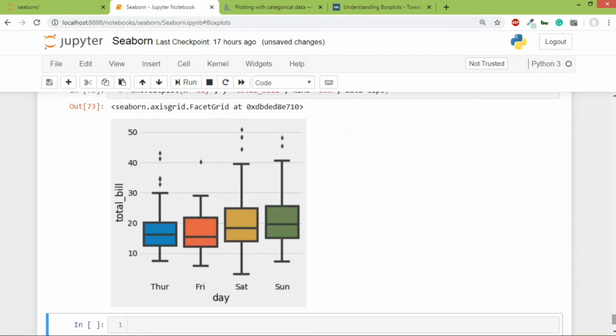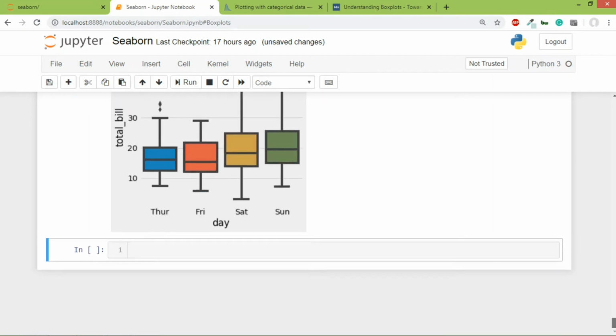Now you can see that I have plotted side by side box plots for all of the categories. That is one box plot for Thursday, one box plot for Friday, and two other box plots for Saturday and Sunday. Okay, so you can totally see how this is helpful, right? First, we were getting an entire overview of the numerical data, but now I can have a perspective of the numerical data on the basis of every category.